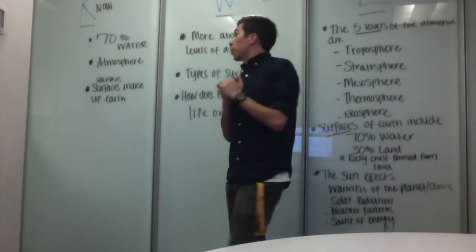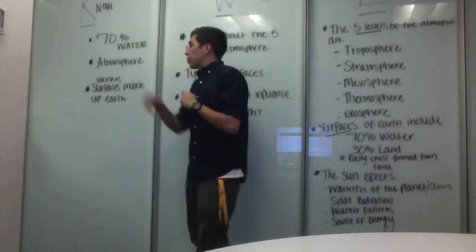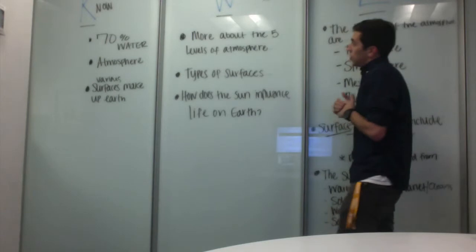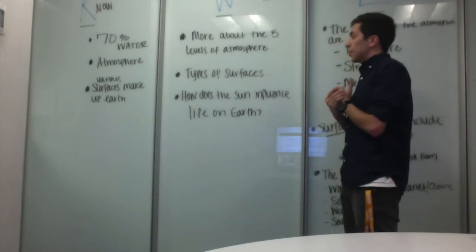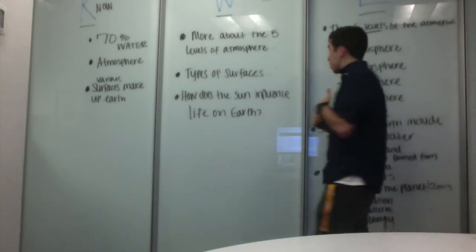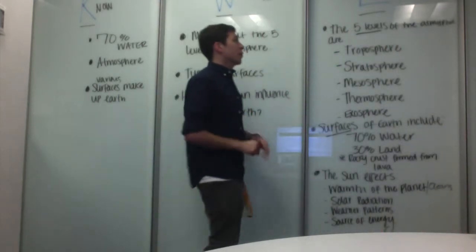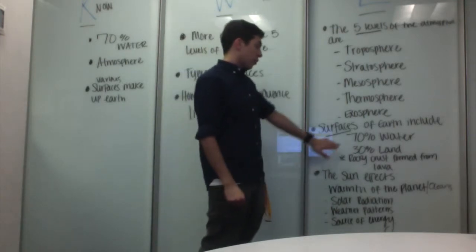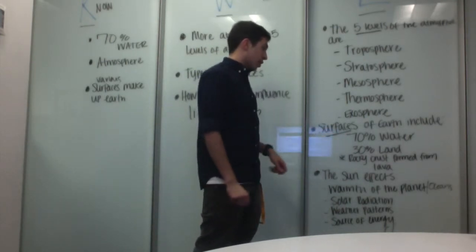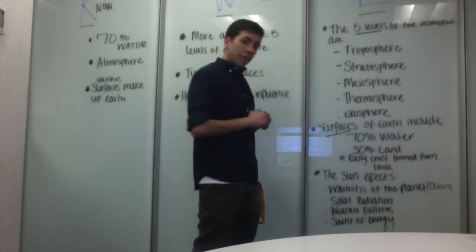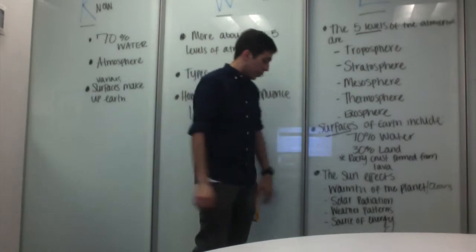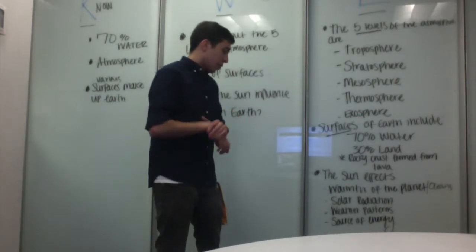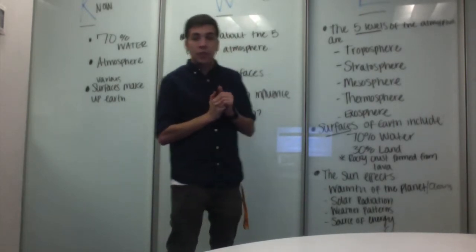Going back to our KWL chart, we wanted to know how water covers 70% of Earth, more about the atmospheres, and more about the surfaces of Earth. We wanted to know more about the 5 levels of the atmosphere, types of surfaces, and how the sun influences life on Earth. And from that, we've learned the 5 levels of the atmosphere: the troposphere, stratosphere, mesosphere, thermosphere, and exosphere, as well as the surfaces of Earth include 70% water, 30% land, and the rocky crust formed from lava, as well as the effects of the sun that can be harmful towards humans, provides warmth for the planet and oceans, prevents and causes some solar radiation, influences weather patterns, and is a good source of energy for life here on Earth.